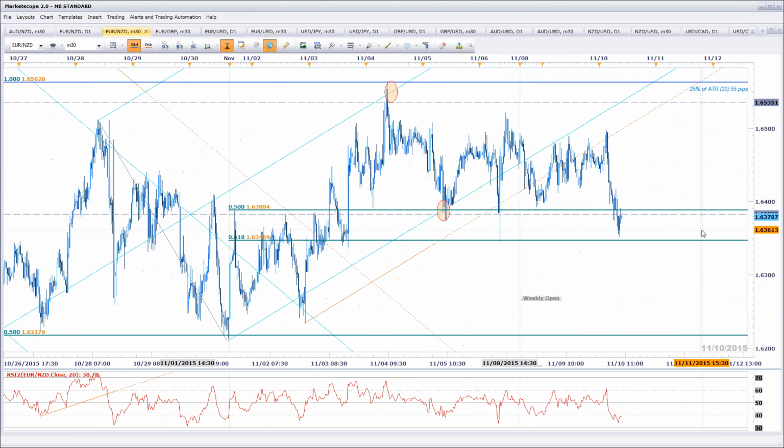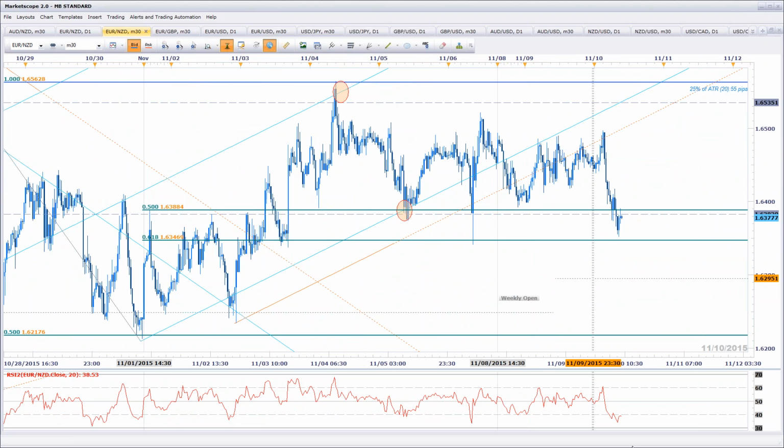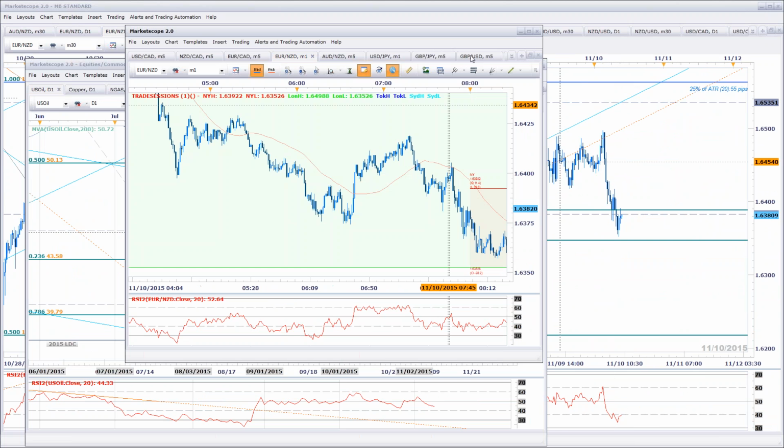But there's a couple of things here I'd be mindful of, okay? A, on the 30-minute, you just broke 40 for the first time this week, and you're holding it as resistance. So that's something you'd be cautious about. Let's see if the 5-minute tells a different story.